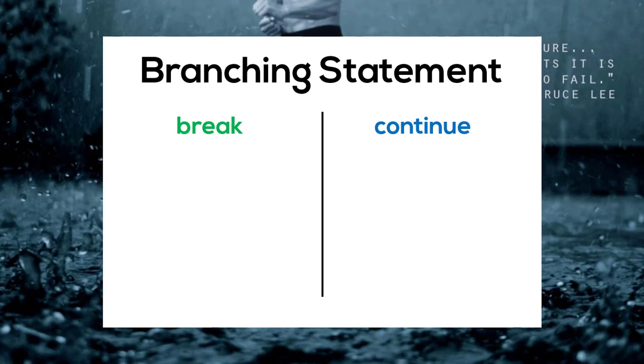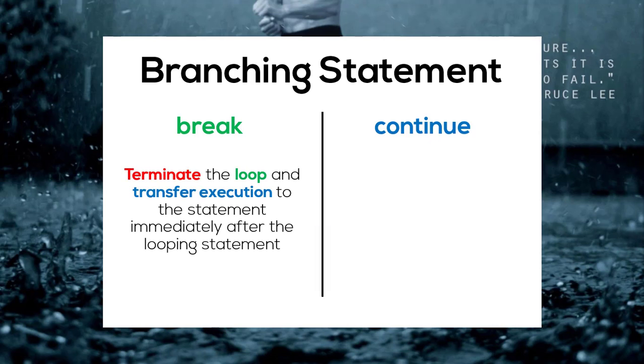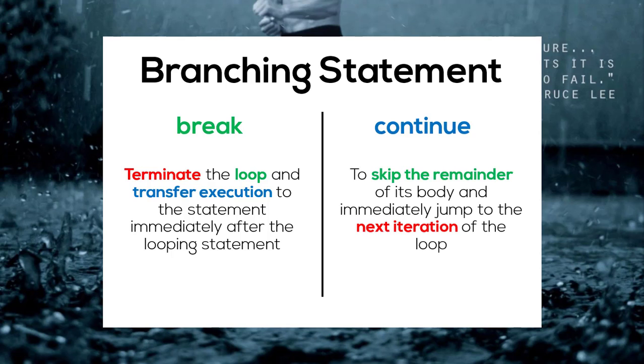What these statements do is basically to allow us to change the normal flow of execution while we are working with the looping statements. The difference between these two statements is that the break statement will terminate the loop and transfer the execution to the statements immediately after the looping statement, whereas the continue statement will cause the loop to skip the remainder of its body and immediately jump to the next iteration of the loop.